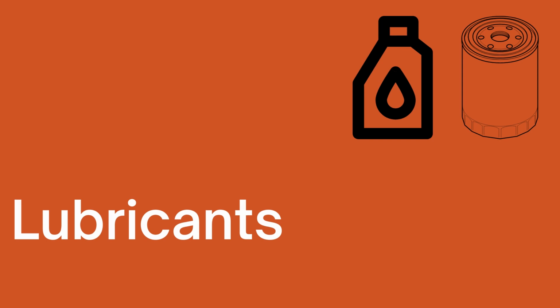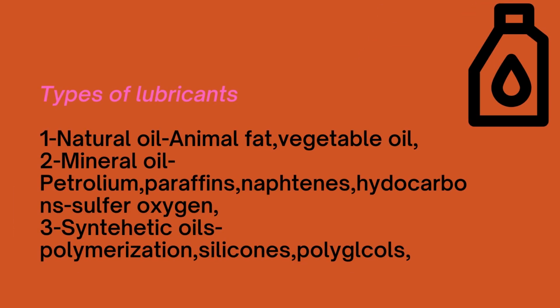Today I am talking about lubricants. Types of lubricants. There are mainly three types of lubricants. One is natural oil, which is obtained from animal fat. Second is mineral oil, which is obtained from petroleum products. Third is synthetic oil, which is a man-made oil made by polymerization, such as silicones.